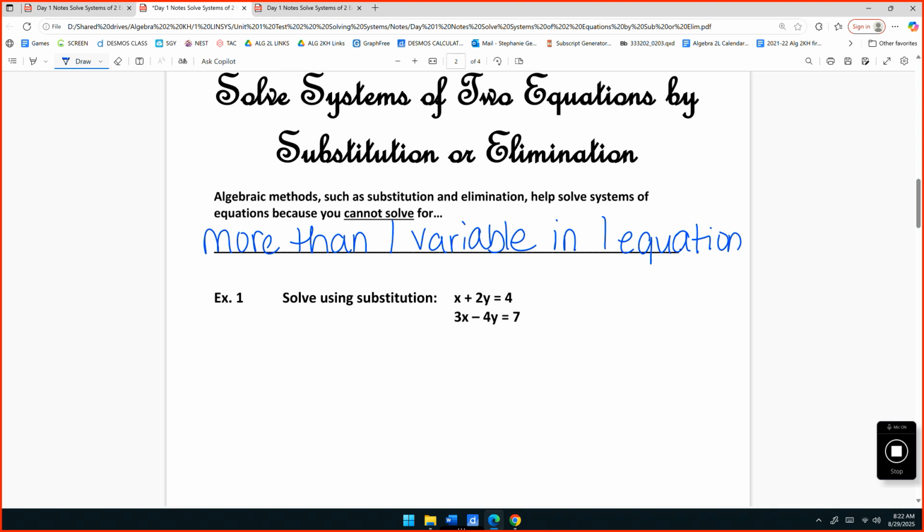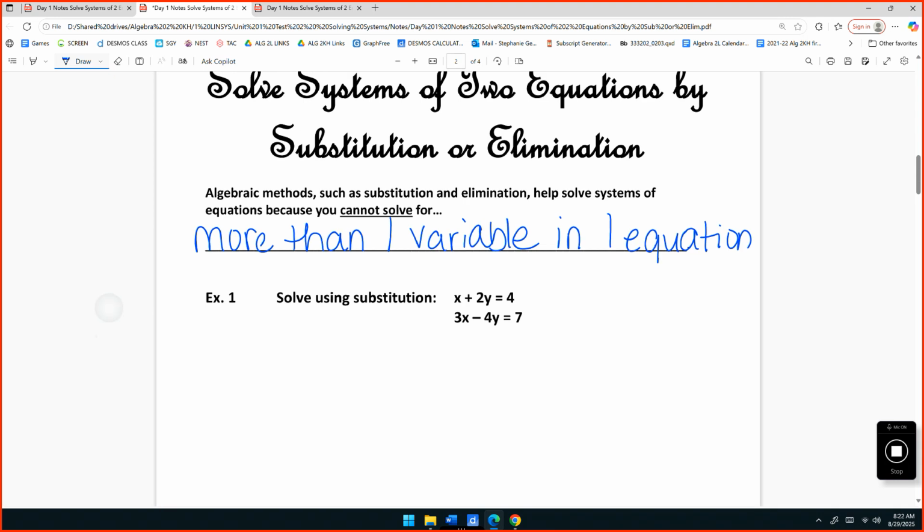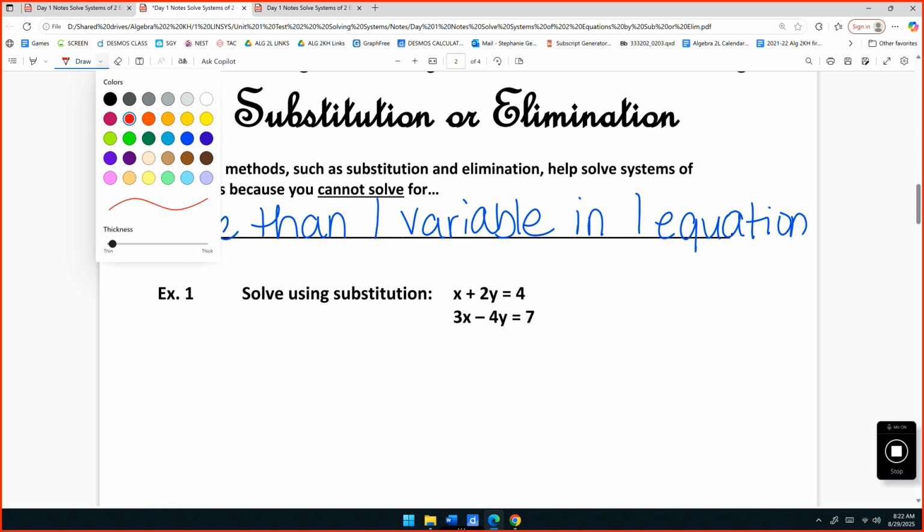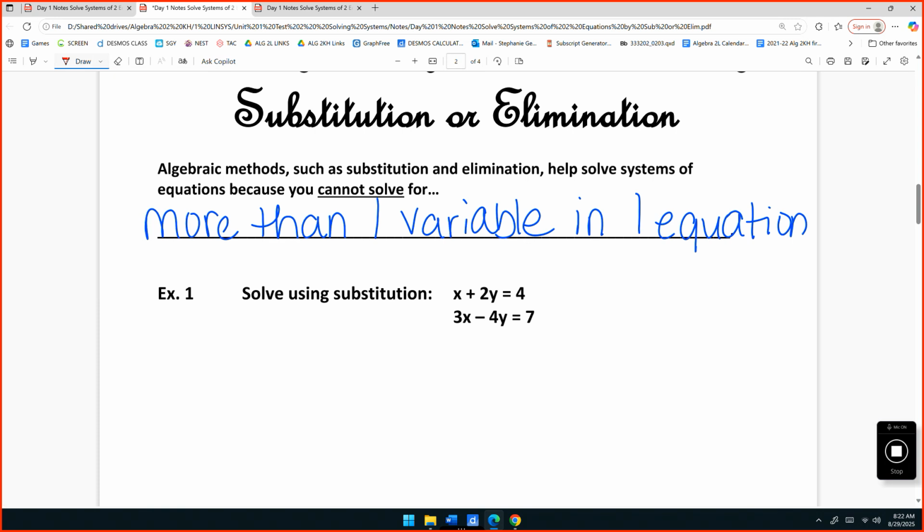So if I have two variables, I need two equations. Our goal is to first solve one equation with one variable in it. The first method that we're going to revisit is substitution, and to use that method, you want to isolate one variable in one equation.